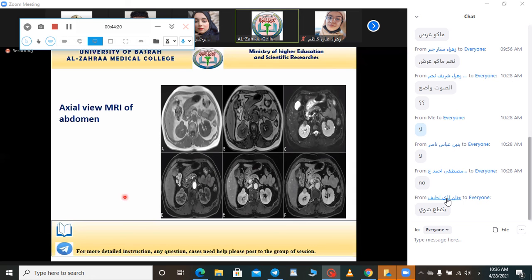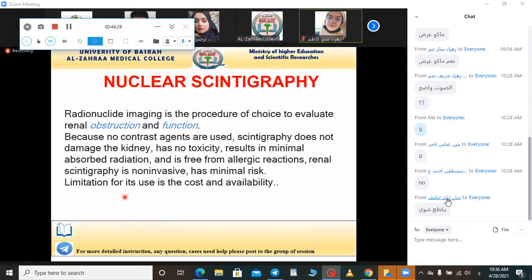Okay? This is actually the most important difference between MRI and CT. Okay? Okay, doctor.